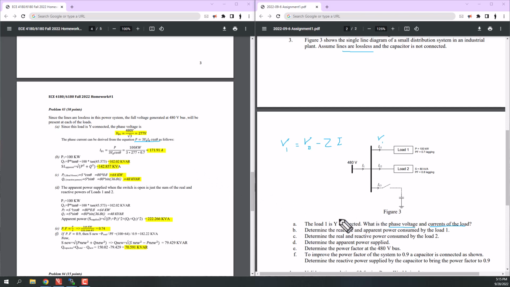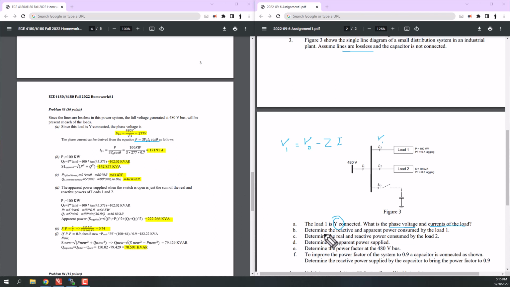But be careful that this load is Y connected. So we know that in Y connection, line current and phase current have the same value. So this is both phase and line current. So we don't need to change anything.